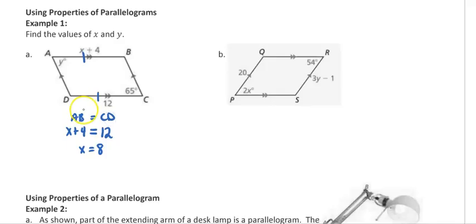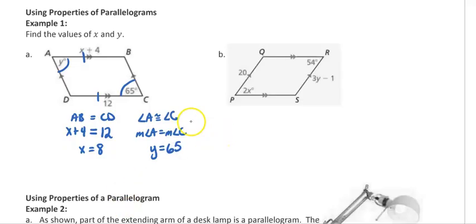All right, and then based on the parallelogram opposite angles theorem, I know the opposite angles are congruent. So I know that angle A is congruent to angle C, which if they're congruent, that means their measures are equal. So that means Y equals 65.